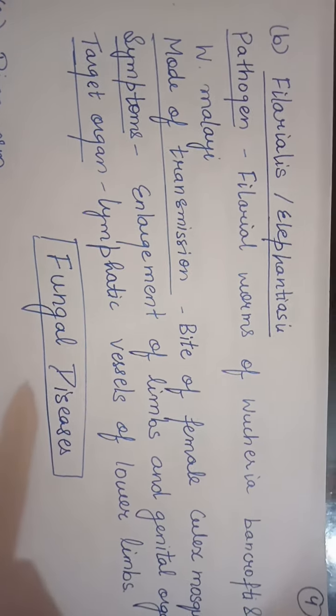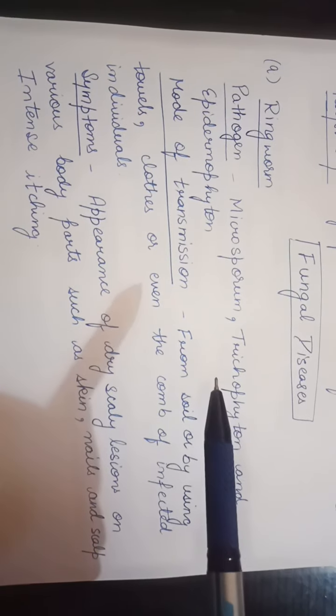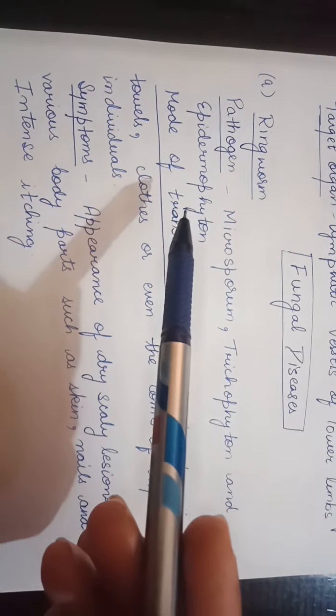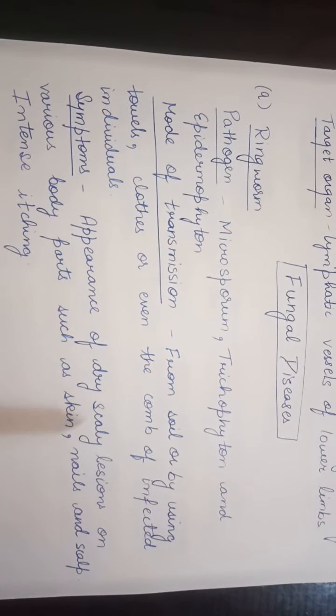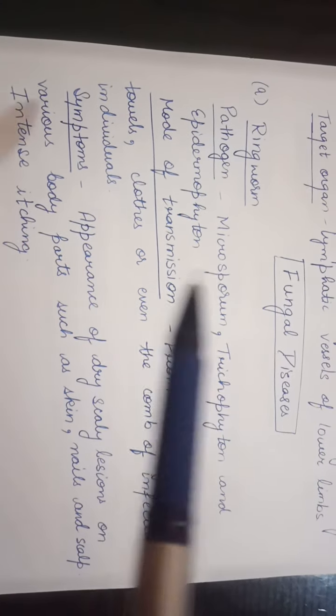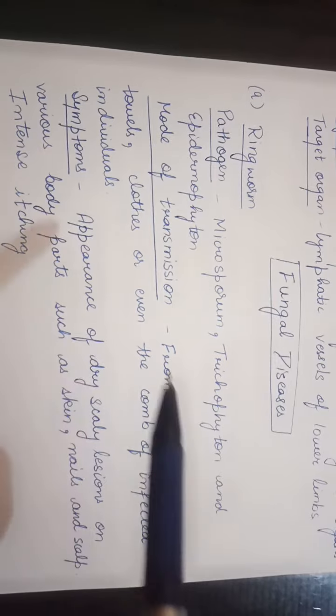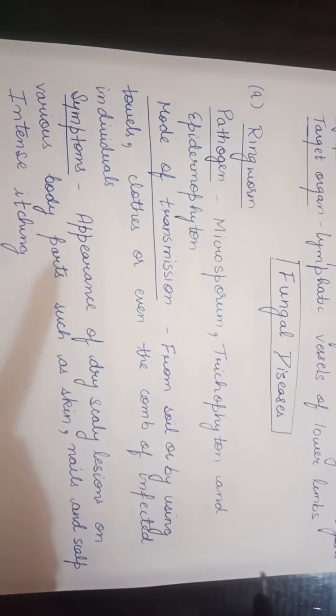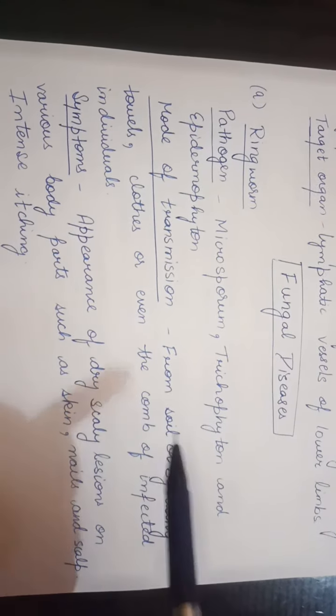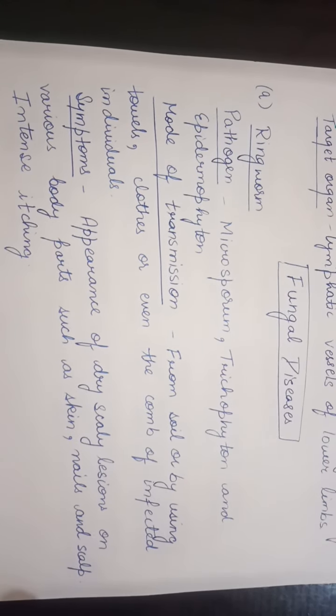The next disease is the fungal disease ringworm. The pathogens are Microsporum, Trichophyton and Epidermophyton. All of you know why this disease is known as ringworm, because it looks like a circular ring. And the mode of transmission is directly from soil, or by using towels or clothes or even the comb of the infected individual.